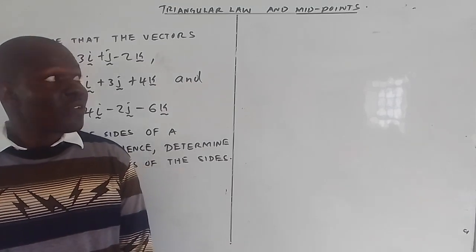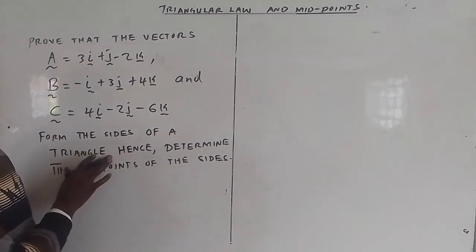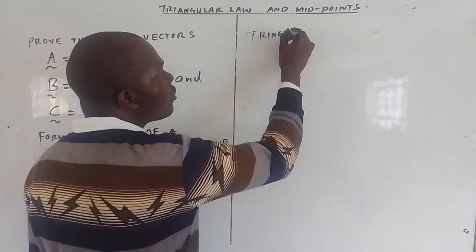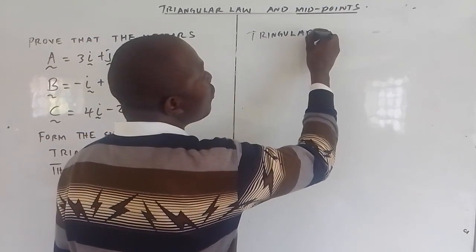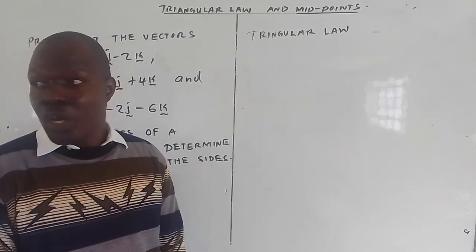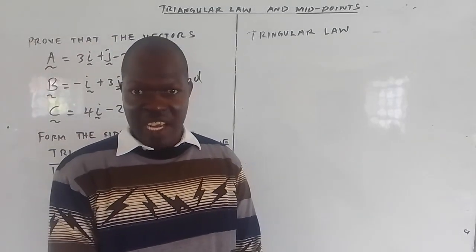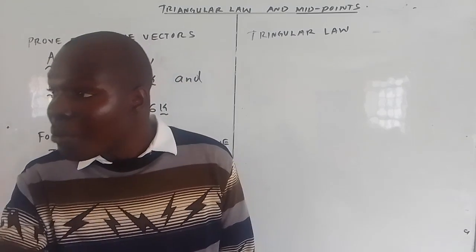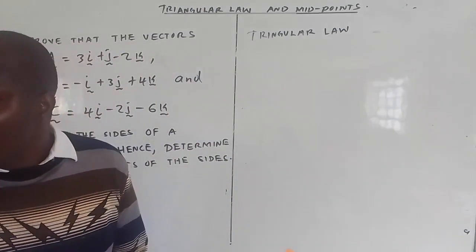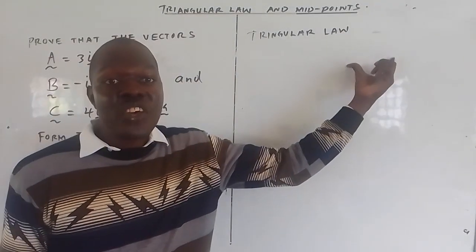So for a triangle in general, the first thing you need to prove for you to show that three vectors form the sides of a triangle is the triangular law. The triangular law says that for three vectors to form sides of a triangle, one vector should be equal to the sum of two vectors. So if the triangular law holds, then those three vectors form sides of a triangle. Are we together?